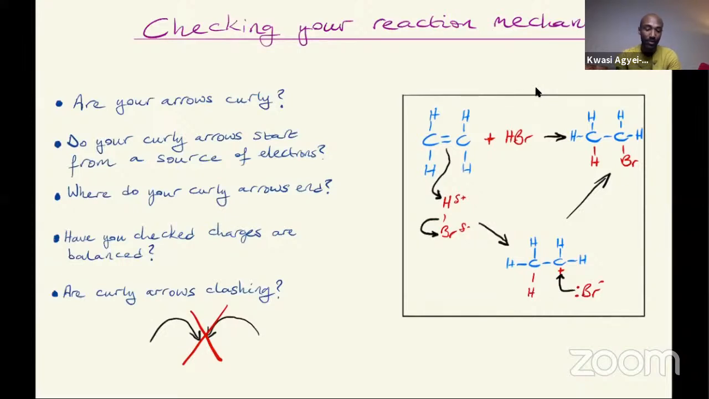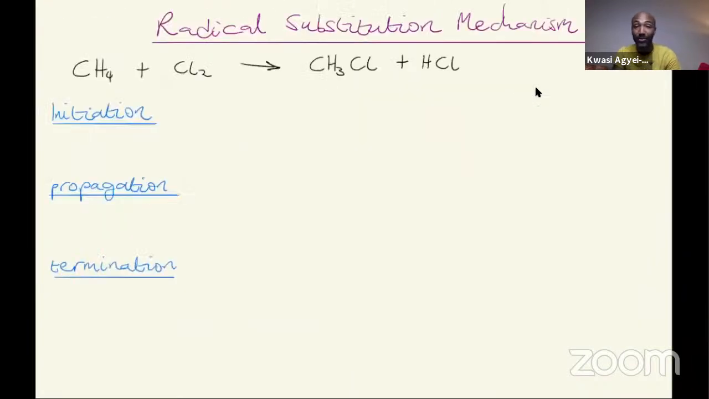Having run through that checklist, I'm happy that I've got full marks for this mechanism, and so we can move on to our next mechanism, which is a radical substitution mechanism. And that, of course, involves the other kind of bond fission that we mentioned right at the start, homolytic fission. Here we've got the chlorination of methane, and in the process we're going to be forming chloromethane in the first instance, and hydrogen chloride gas. So how does this happen?